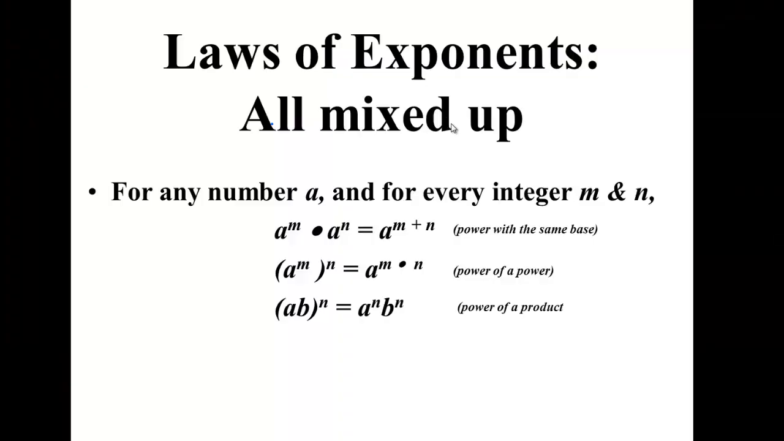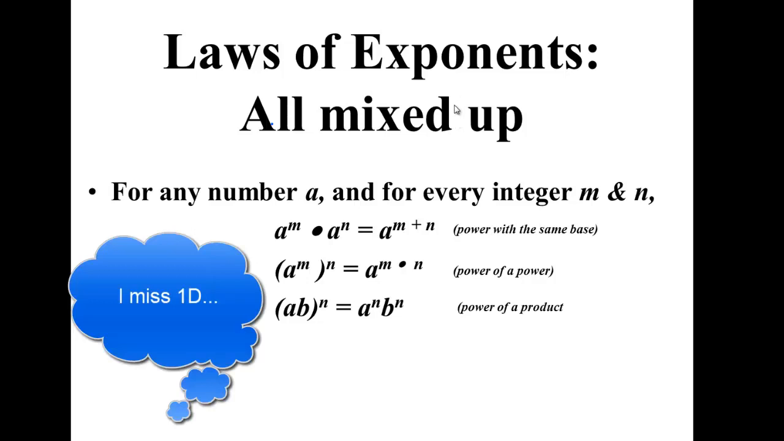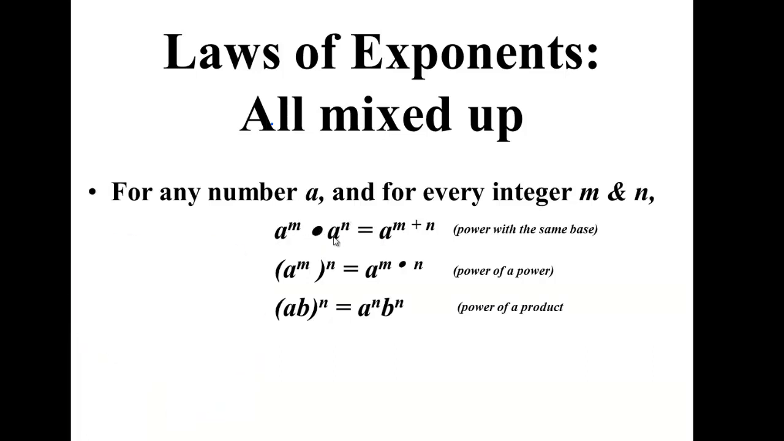Let us now apply all the properties that we have learned so far. We have powers with the same base. If you have a raised to m times a raised to n, copy the base and add the exponents, m plus n. If you have a raised to a power raised to another power, just copy the base and then multiply the two exponents, m times n. And if you have a power of a product, you can distribute your n to each of the factors. You will have a raised to n, b raised to n.